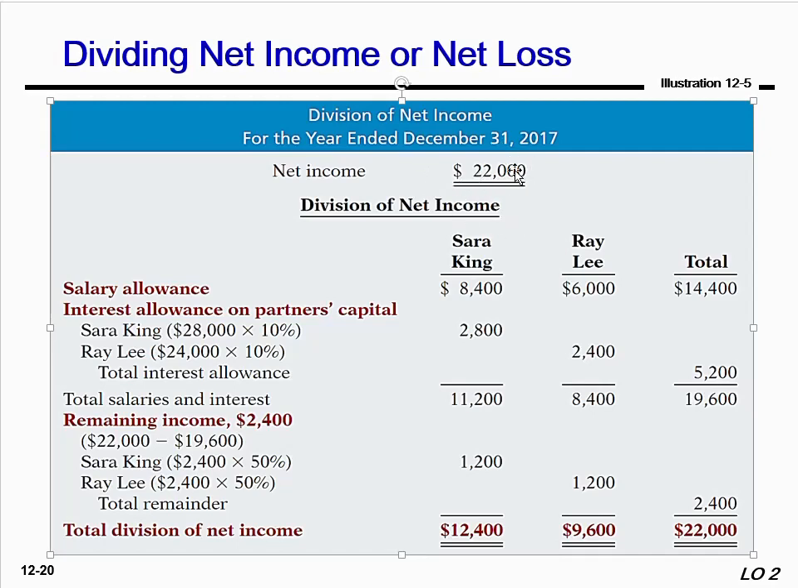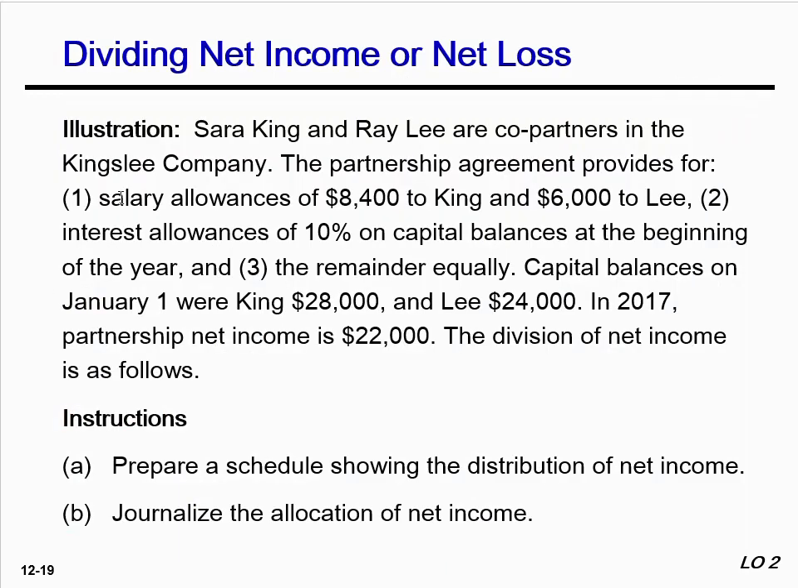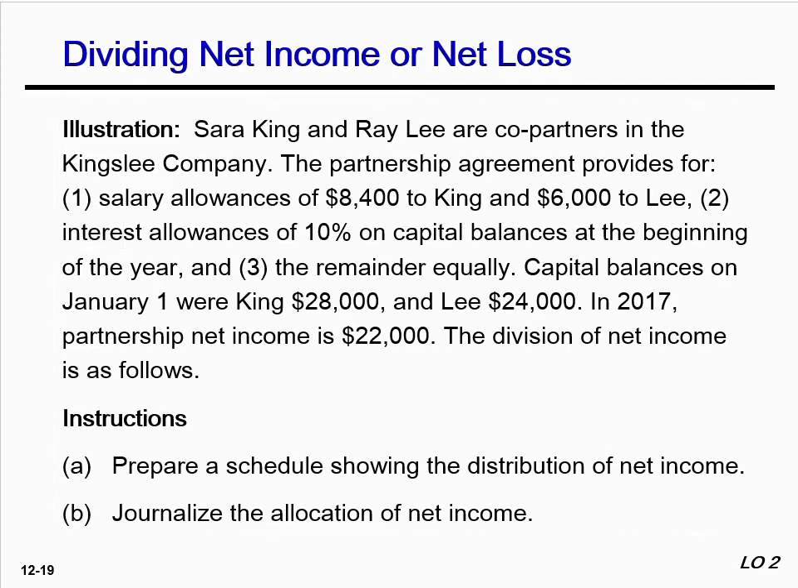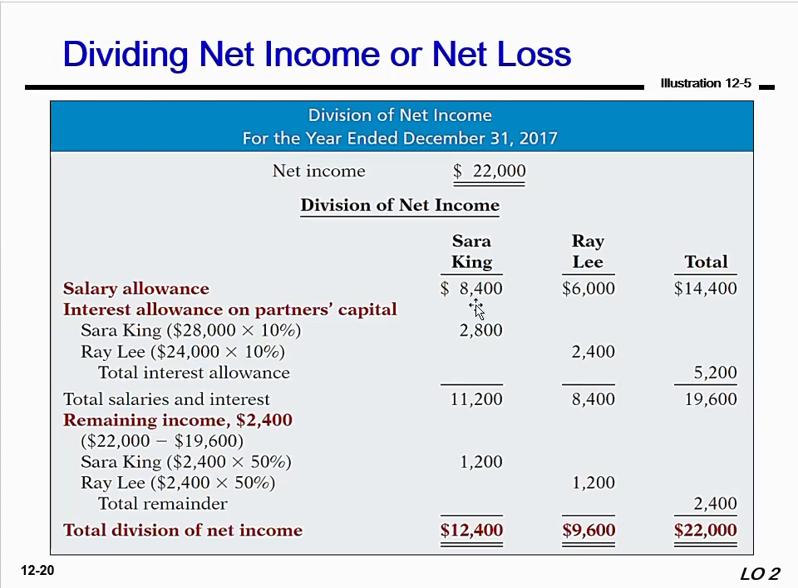Now we are going to divide this net income. So how do we divide? We will be paying the salary allowance first, then we will be paying the interest allowance, and then the remaining money we will distribute equally among the partners. So the first column has the description, what we are doing in each step. The second column has the first owner's information, Sarah King. The third column has the second owner's information, Ray. And the fourth is the total column.